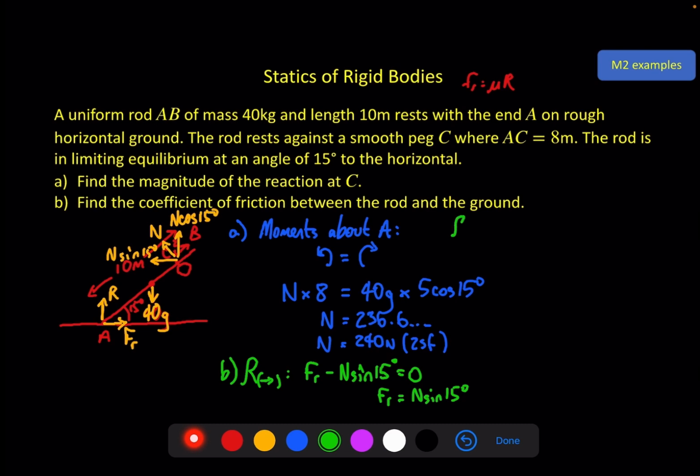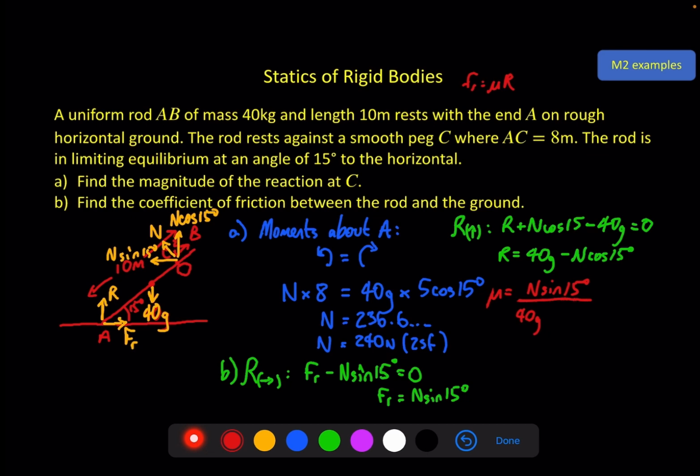So again, making it clear for the examiner, I'm going to resolve upwards as positive. R plus N cosine 15 minus 40g is equal to 0. Tells me that R must equal 40g minus N cosine 15. Putting those two together with the friction equation, mu must equal friction divided by R. So that's N sine 15 degrees divided by 40g minus N cosine 15 degrees.